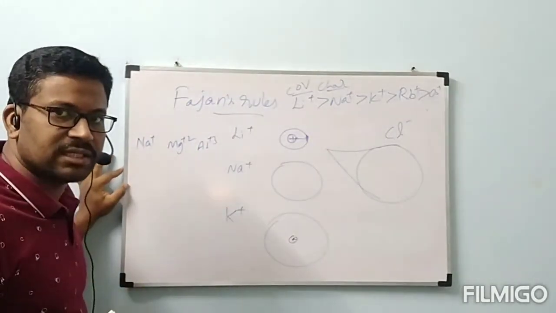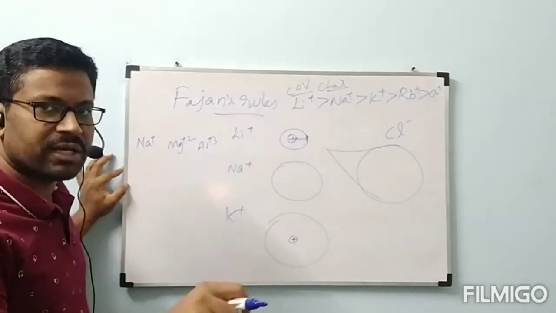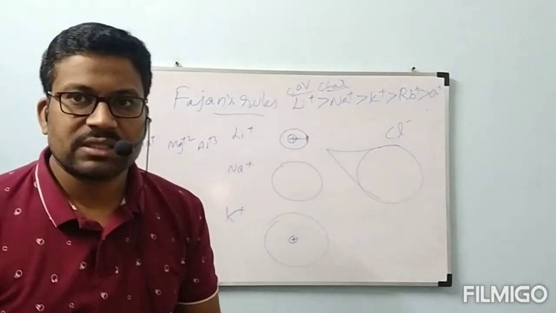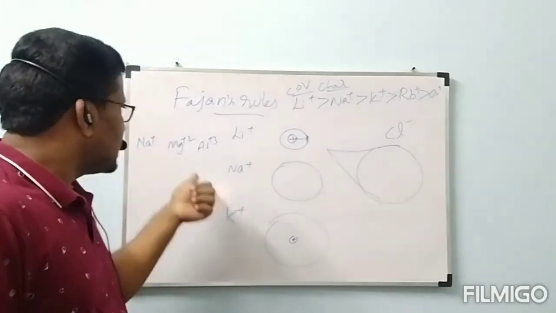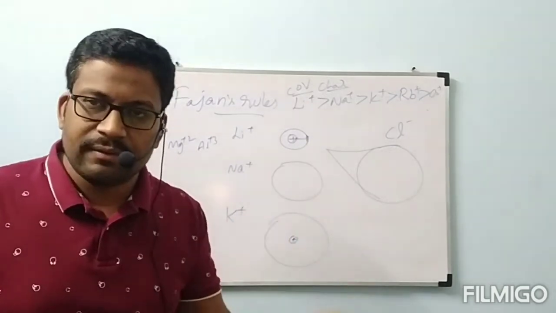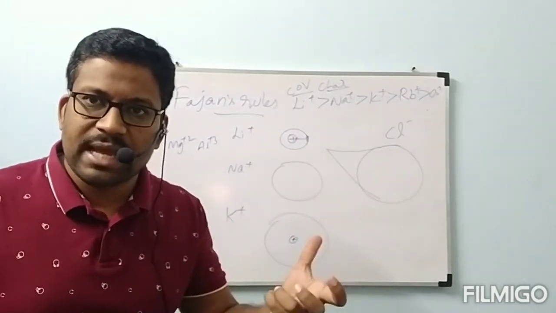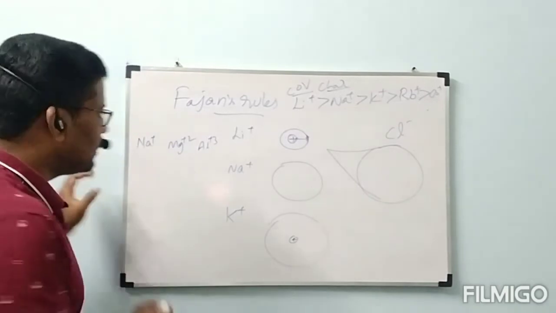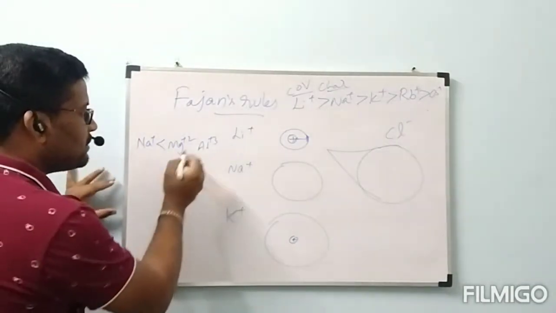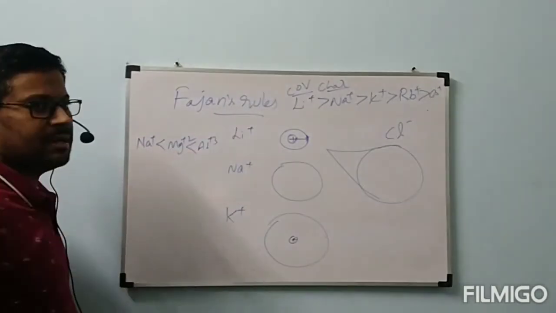What happened to charge? They belong to the same period only. Charge increases. When charge increases, nuclear charge also increases. Then Al3+ can polarize the anion easily. Because of that, Na+ covalent character is less than Mg2+, and Mg2+ covalent character is less than Al3+.